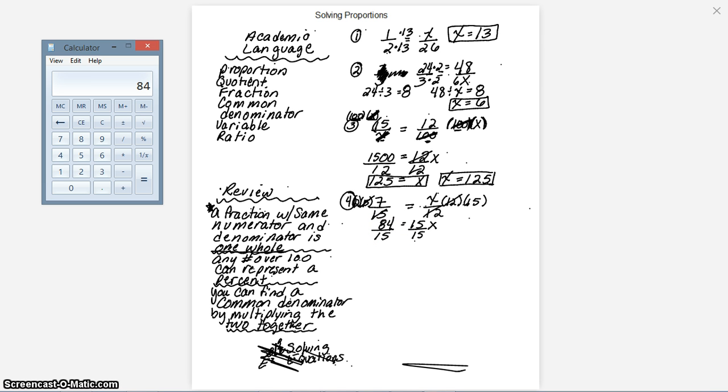And then 84, I'm going to do this on the calculator, divided by 15 is 5.6, right? So 5.6 on this side equals x on this side. These 15s cancel out. But as you know, I like to rewrite it as x is equal to 5.6.